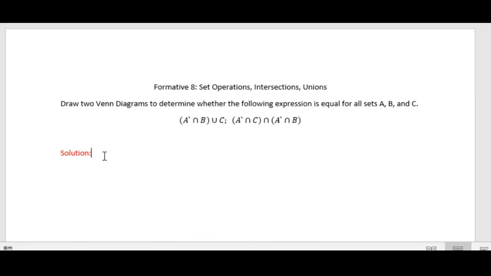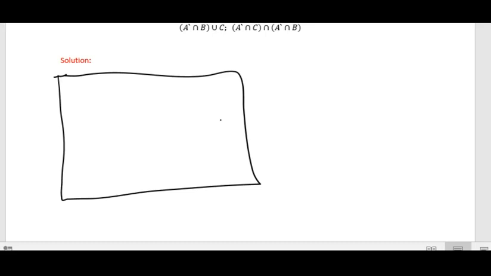This question is from Formative 8, Set Operations, Intersections, and Unions. The question is, draw two Venn diagrams to determine whether the following expression is equal for all sets A, B, and C. And so they give us this problem here. This is the first diagram that we're going to draw, and this is the second Venn diagram that we're going to draw. There's two ways that you can approach this problem.